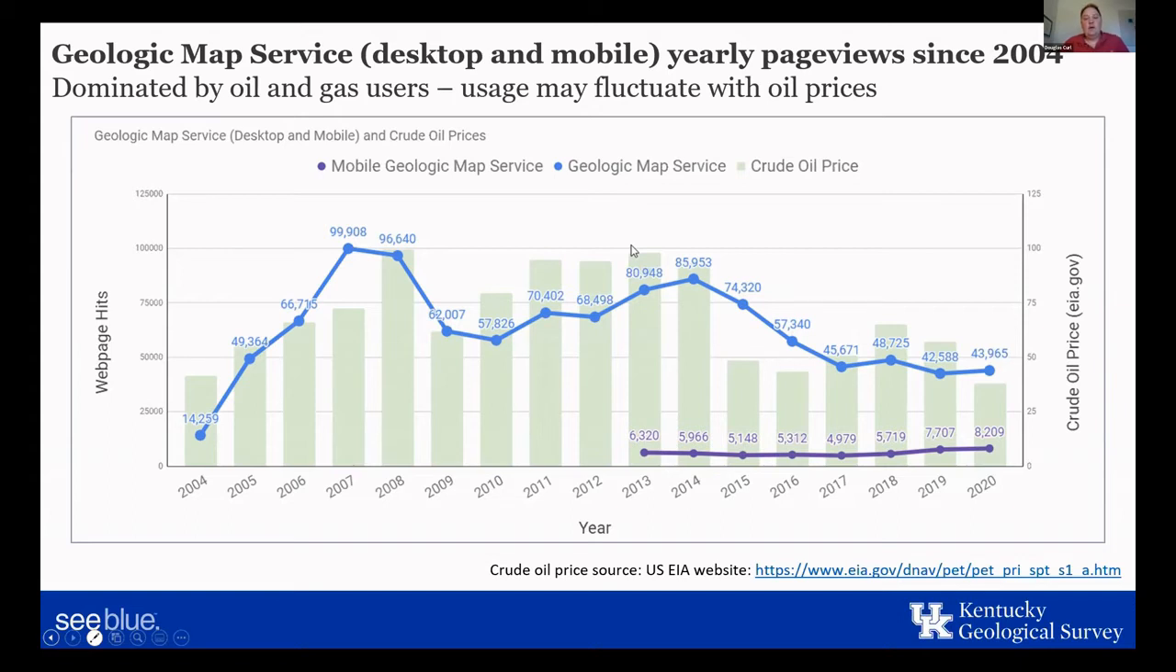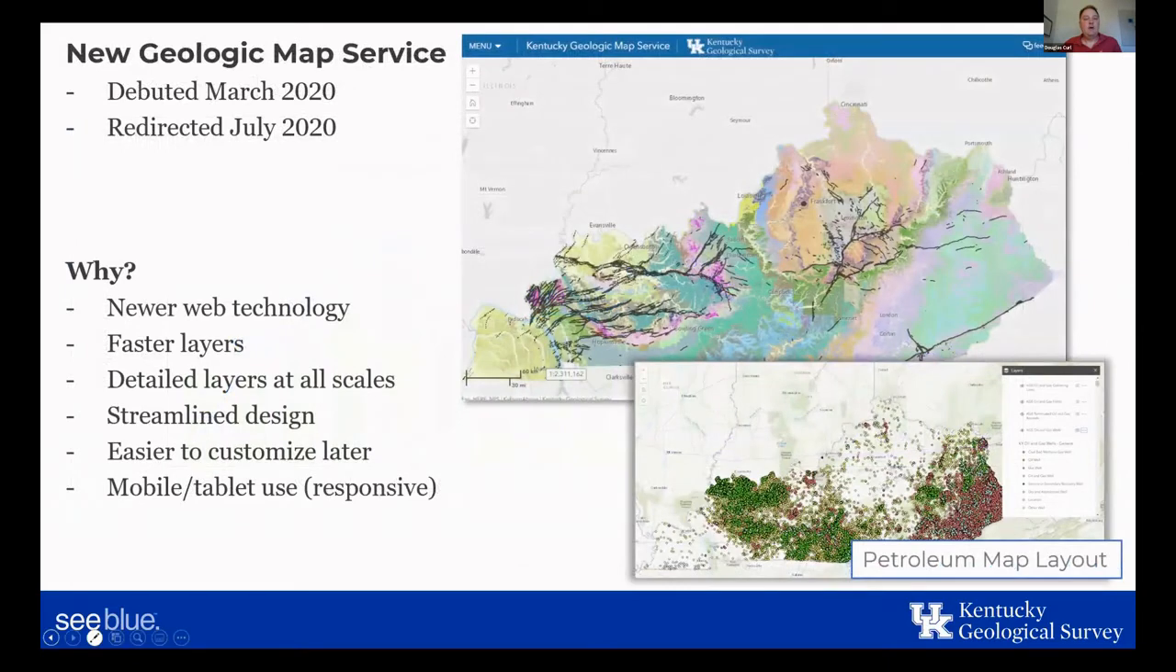And so by 2020 now, there's newer web technology and that sort of thing. And so we decided to really just completely redevelop this map service. And it debuted in March 2020. And I'll get into some of the technology, but really we wanted to take advantage of cached layers to make things faster. We wanted to look at the detailed geology at all scales.